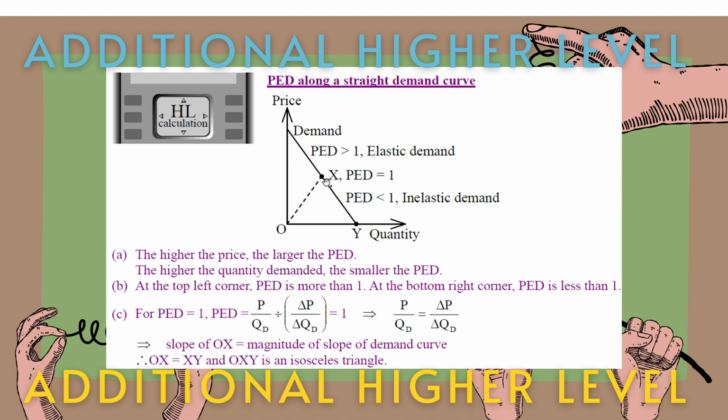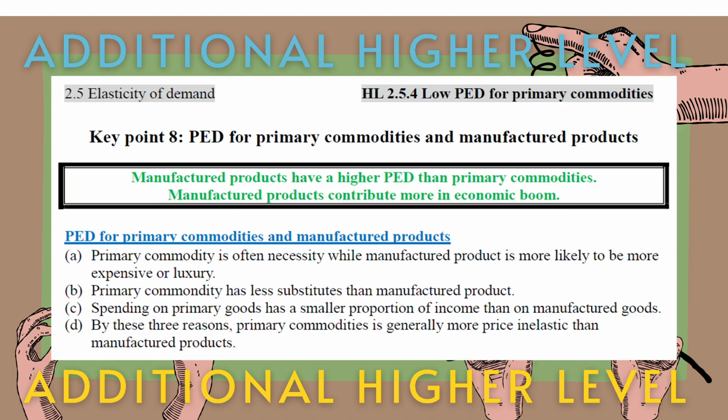It means that at this point, OX and XY have the same slope, same gradient, and they form an isosceles triangle. OX equals XY. So the middle. Don't remember the derivation, just remember: middle.